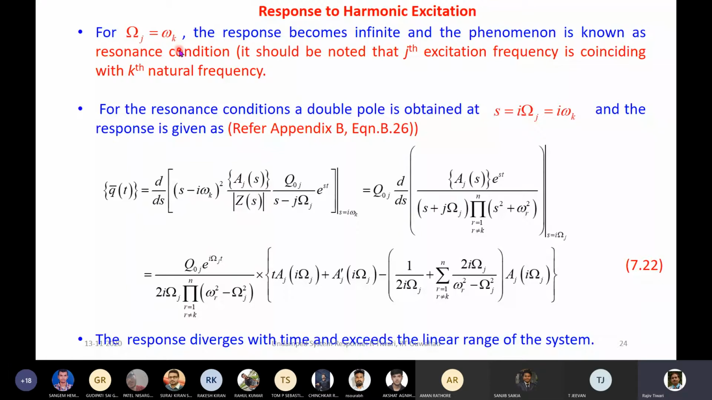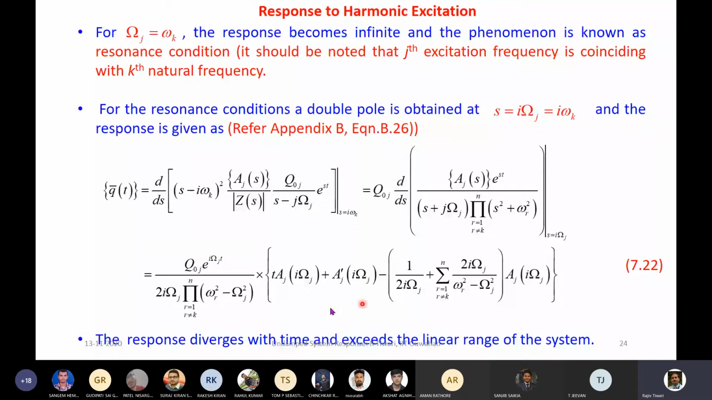And at resonance, we know that the steady state response we obtained earlier will not be valid. Because in the resonance case, there is a double pole, s equal to i omega j, which is also equal to the natural frequency. For a double pole, the treatment for obtaining the response is slightly different. Maybe you can refer to appendix B. Here, the transient response will be there.